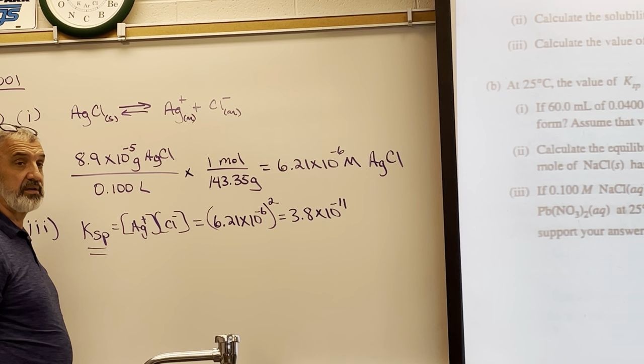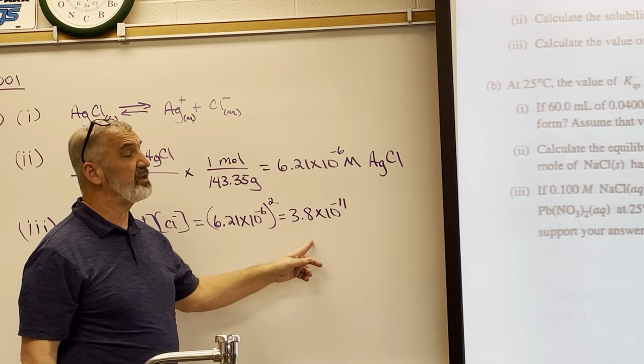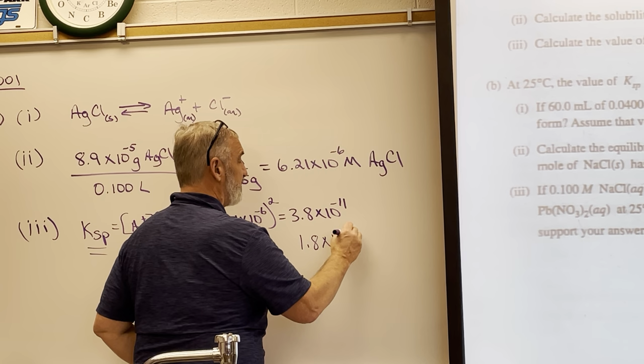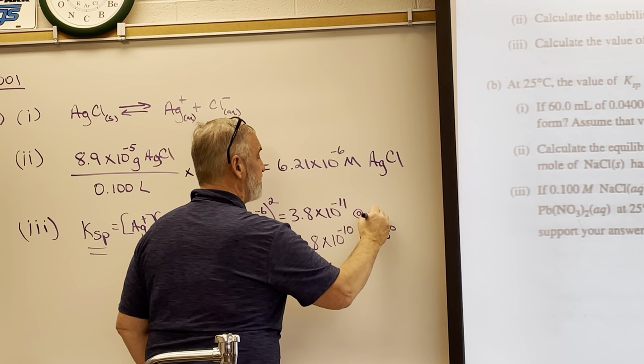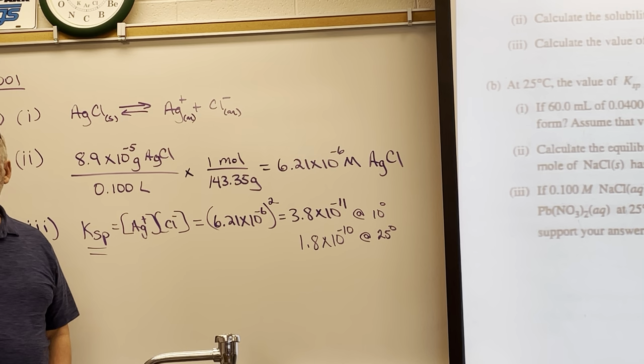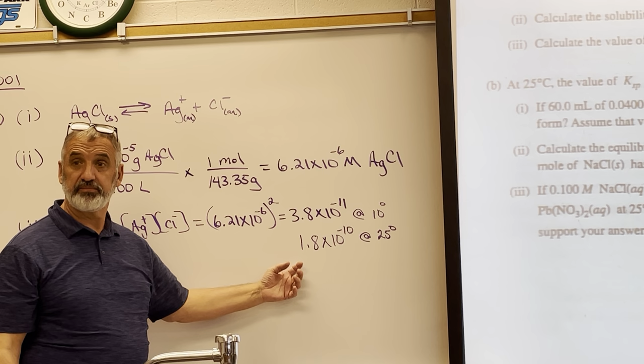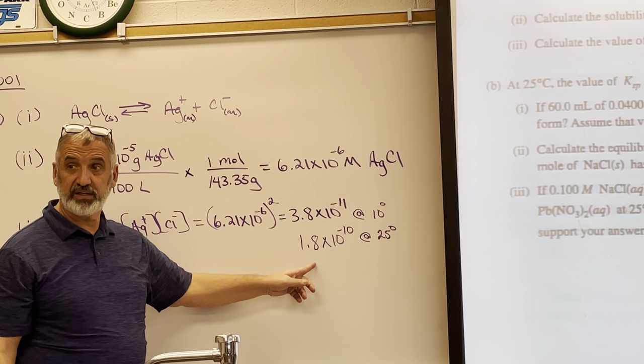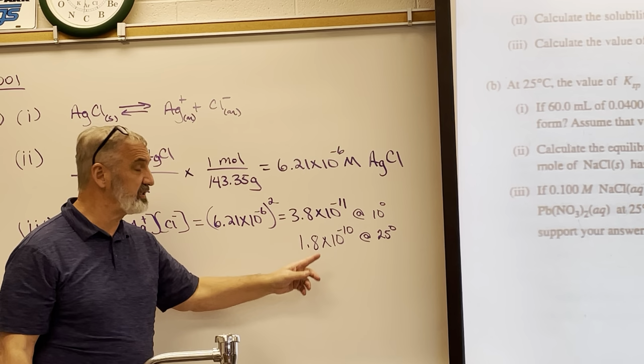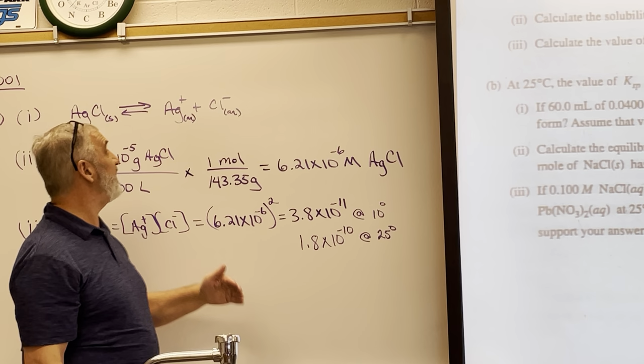Now, notice that in the previous problems, the KSP was always 1.8 times 10 to the minus 10. But that's always assumed to be at 25 degrees. This is at 10 degrees. So which number is bigger? 25 degrees. So more soluble at 25 degrees than 10 degrees. So these KSP values are very temperature dependent. As I increase the temperature, what happens to the solubility? It's increasing, right? So where would heat then have to go into this equation?